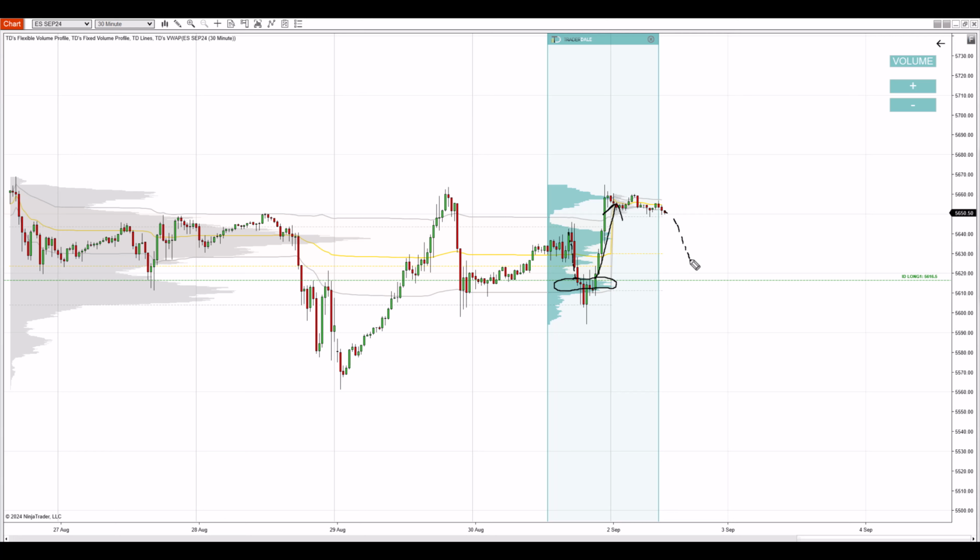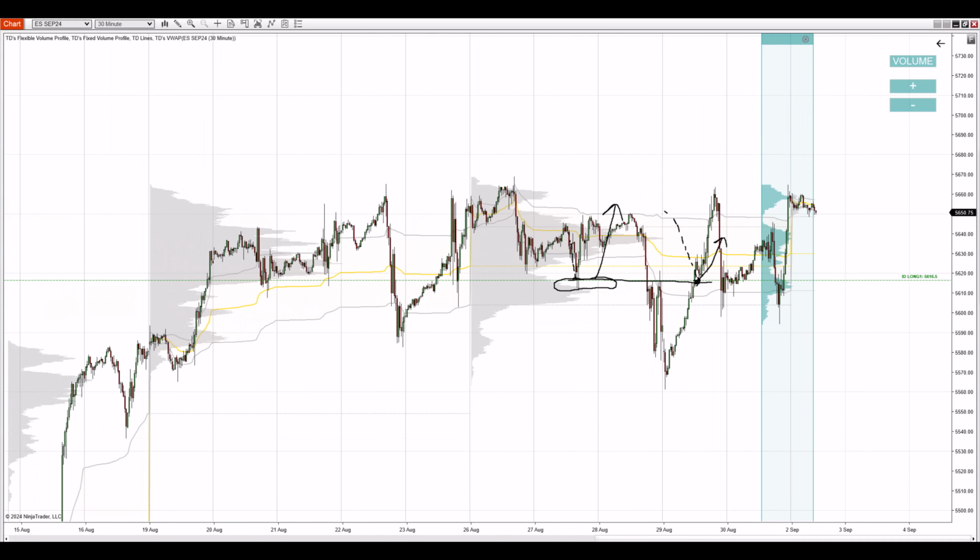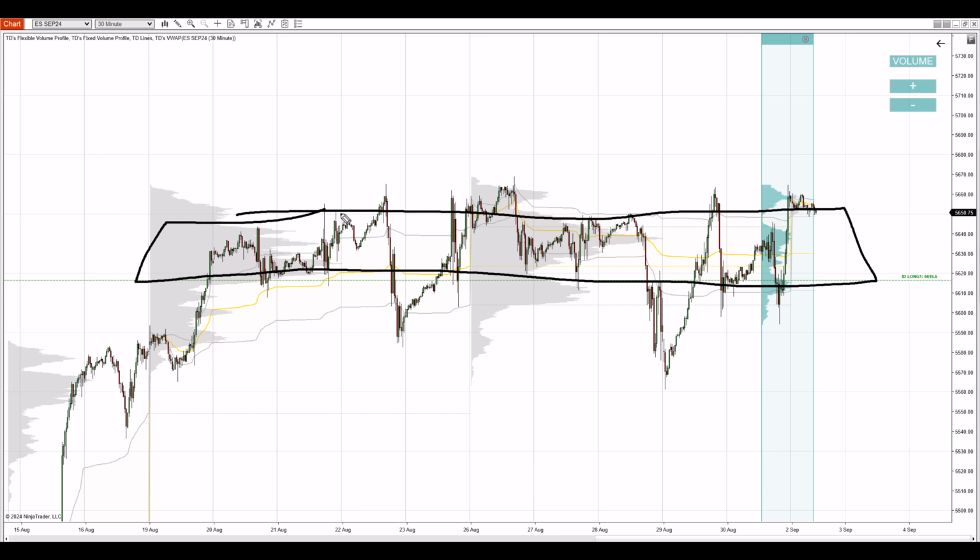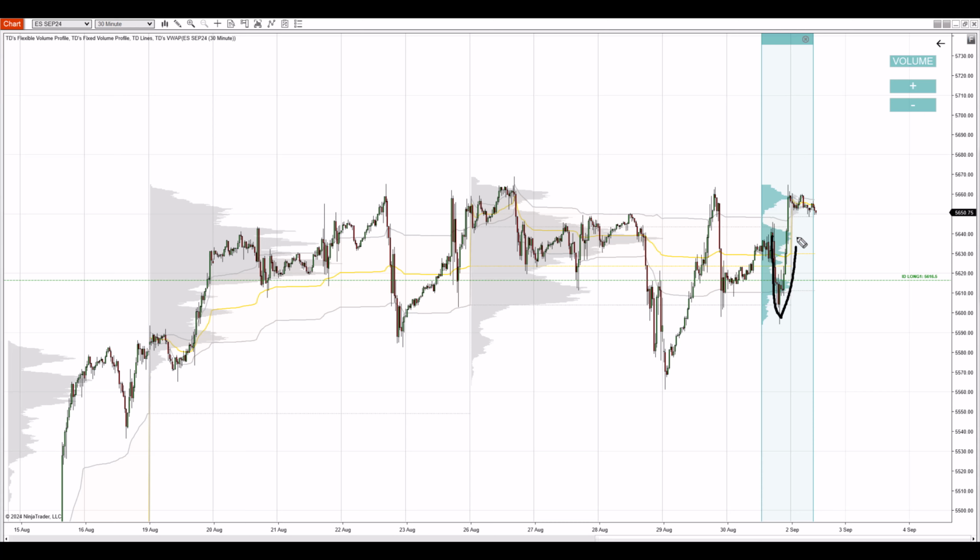So if there is a pullback, then the ideal scenario would be a reaction to those heavy volumes. I think chances are good that there'll be a reaction and price going upwards back into that rotation we are currently in. When there's a rotation like this, I like to trade this kind of setup, this rejection setup, with those significant volume zones within that rejection zone. So that's how I trade when there's a rotation.